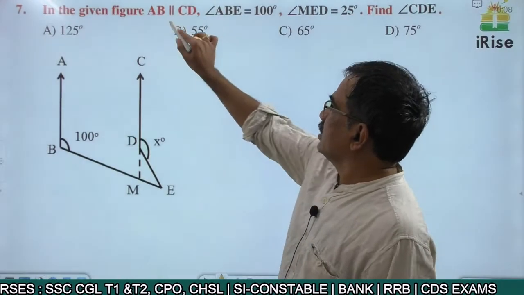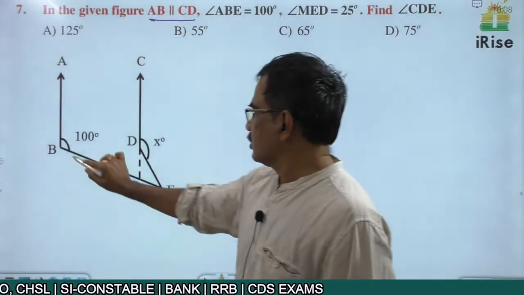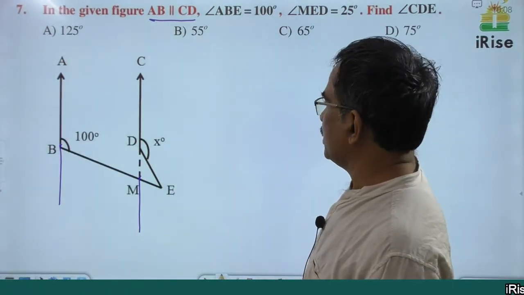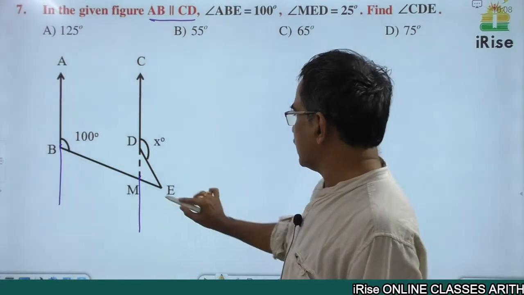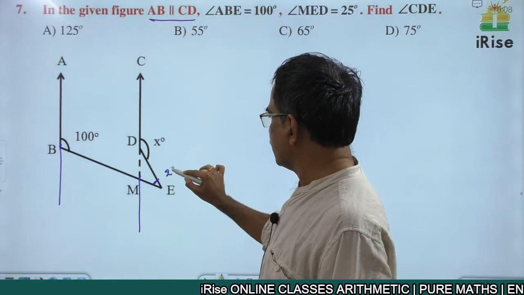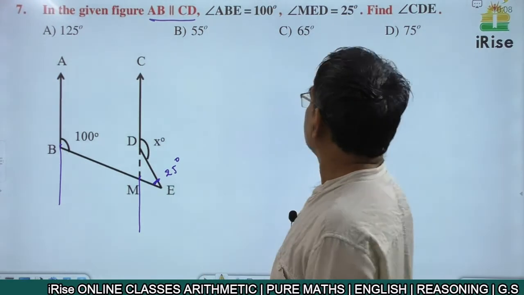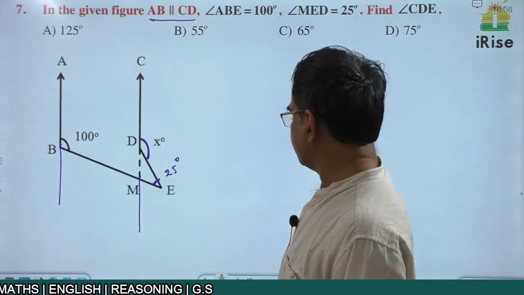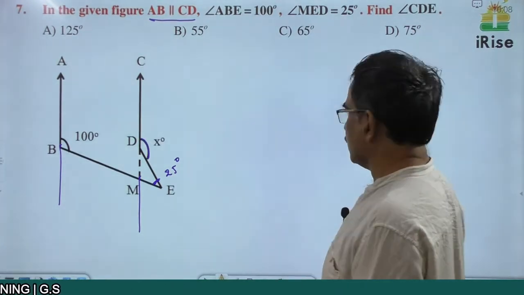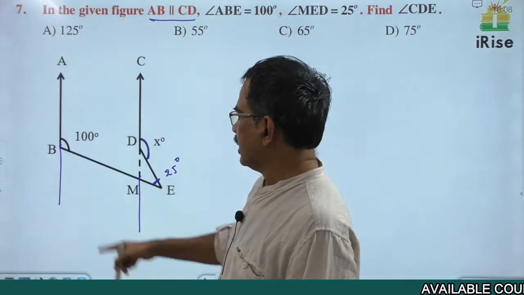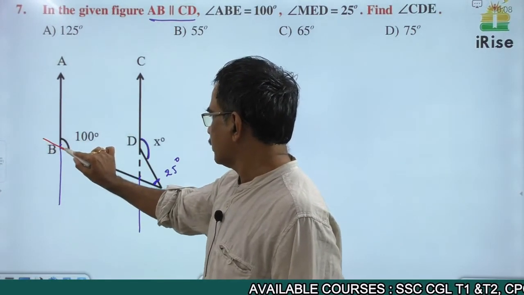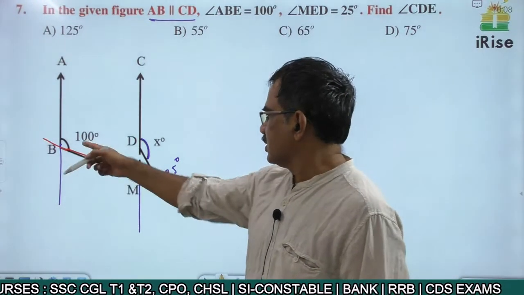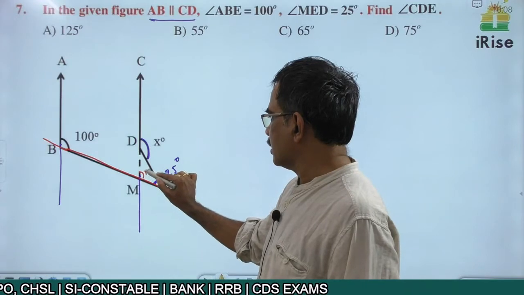In the given figure, AB is parallel to CD. So this line is parallel to this line. ABE is 100 degrees, MED, this angle, is given as 25 degrees. Find angle CDE. We have to find this angle. If these two are parallel lines, consider this as a transversal. Corresponding angles are equal. If this is 100, this angle is also 100 degrees.